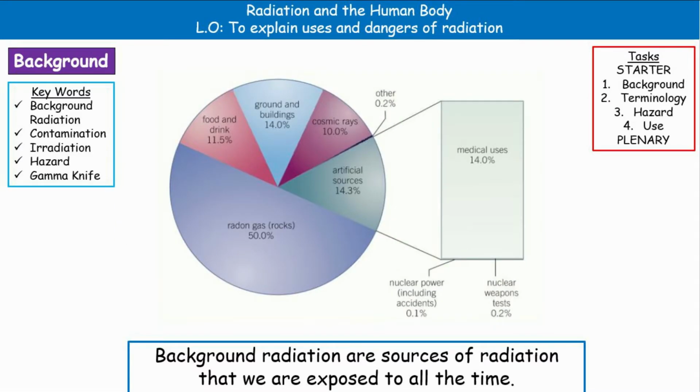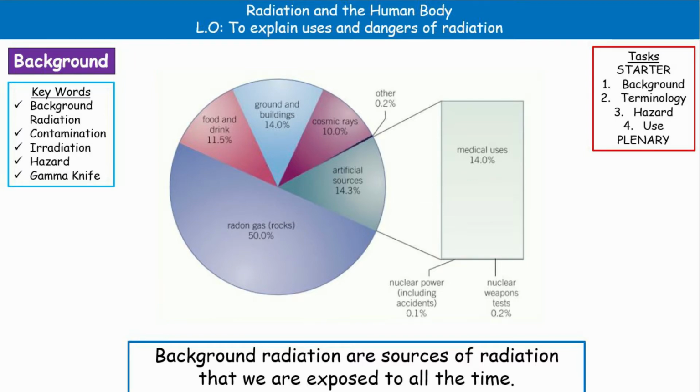So the first thing I'd suggest you do is just jot down that reminder of what we mean by that phrase background radiation. So whenever we see the phrase background radiation, what we're referring to is the source of radiation that you're exposed to all the time in your everyday life. So jot down that sentence at the bottom first of all. What we can then see in our pie chart in the center of the screen then are all the typical sources of background radiation that we're all exposed to day in, day out.